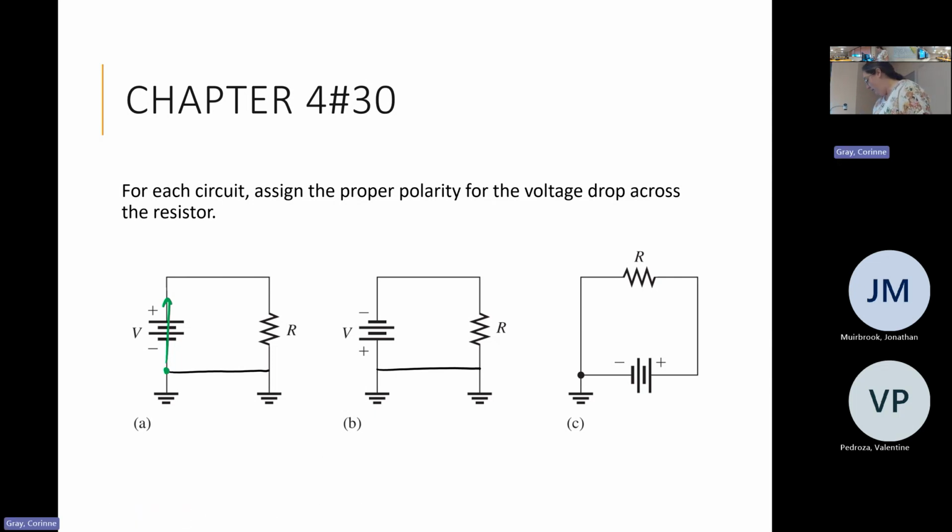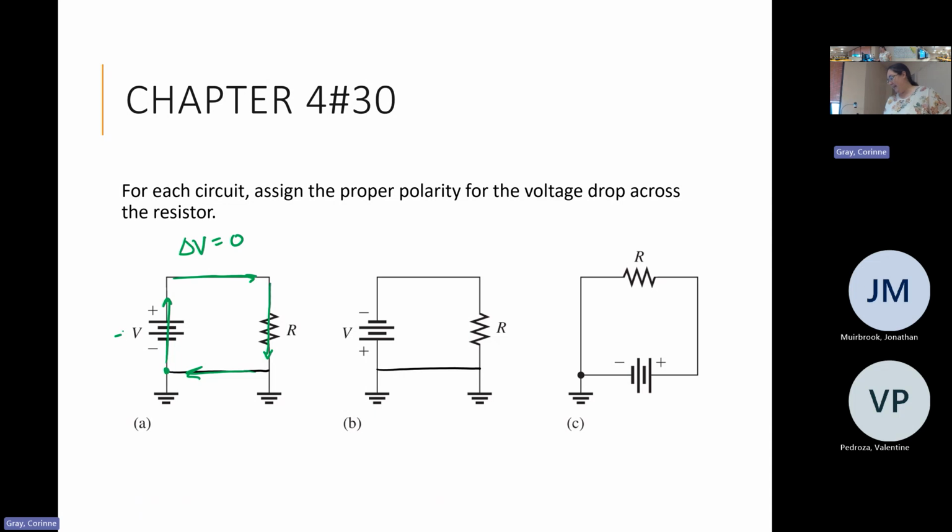And I'm going to keep going along my ideal wire here. And then I'm going to go down through the resistor. And then I'm going to go back to my original location. Just going to go around in a loop. For this loop, delta V has to be equal to 0.